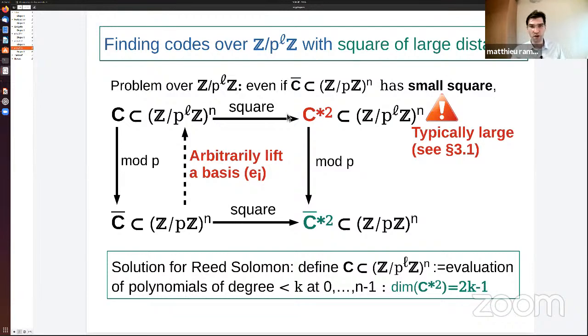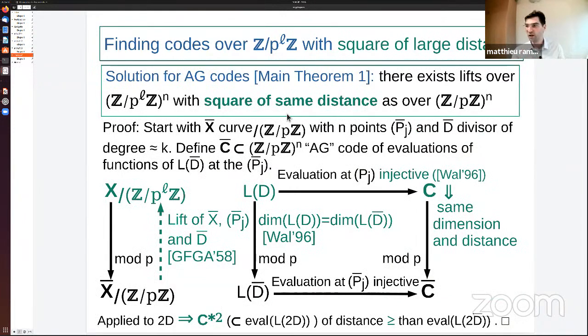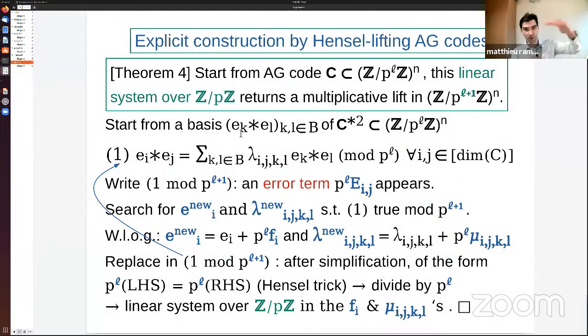So the main theorem of the paper guarantees the existence of codes with small square over rings. Unfortunately, it is not needed to understand the proof to construct them explicitly. The explicit construction starts from the intuition that I've just said. You start from a code over fields such that the products component by component, the square, have many linear relations between them. The square is very small. And from this ingredient, you would like to construct the same in a bigger ring, modulo p to the L.